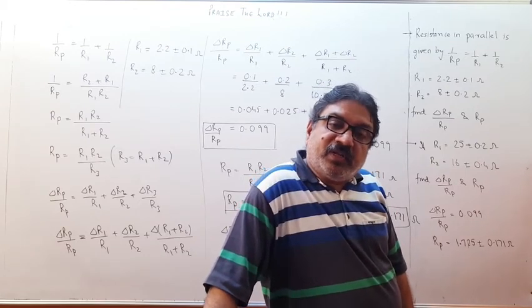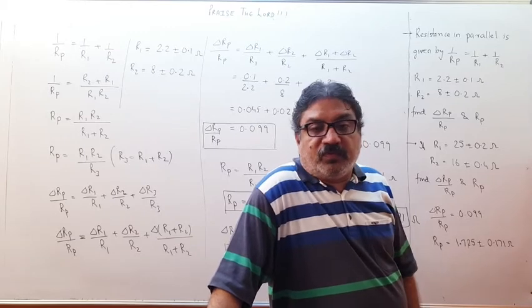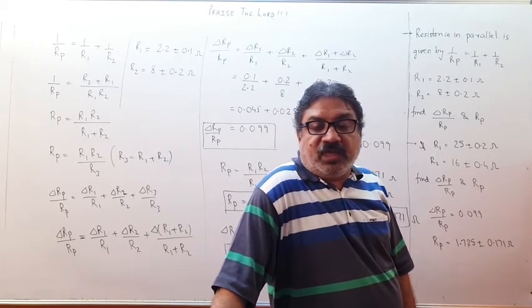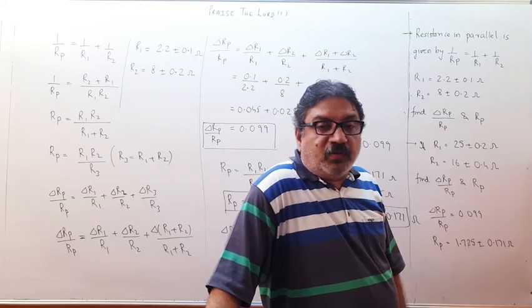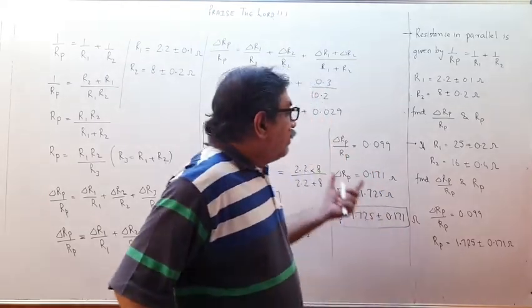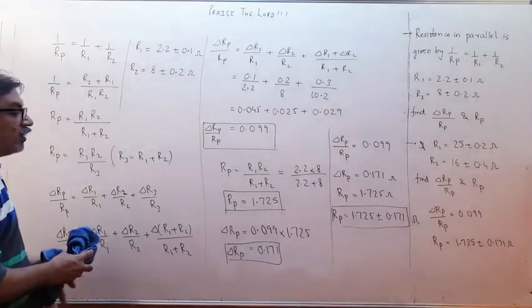Focal length of a concave mirror: 1 upon f equals 1 upon u plus 1 upon v. Focal length of a concave lens: 1 upon f equals 1 upon u minus 1 upon v. When such types of formula are there, how do we have to deal with them? One method I showed you. Another method, of derivatives, is there.